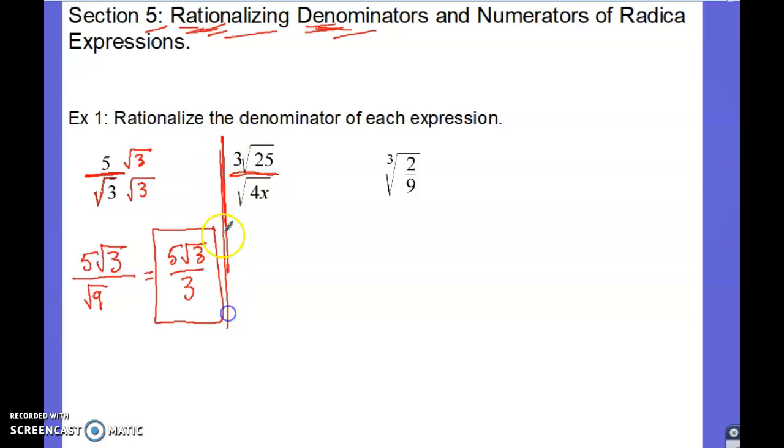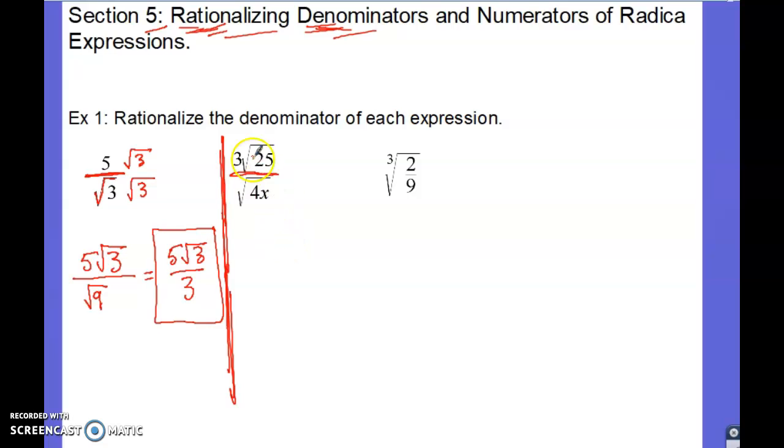So I didn't really explain, but radicals are not rational numbers. And at least for a while, before calculators, math teachers didn't like to have irrational numbers in the denominator, so we rationalized the denominator by making it a whole number like this.